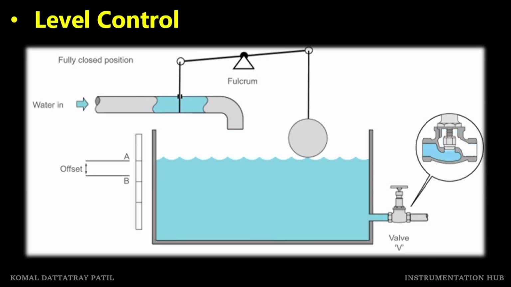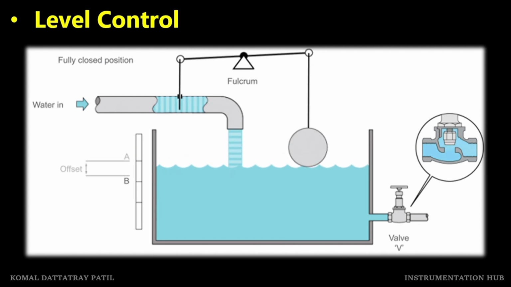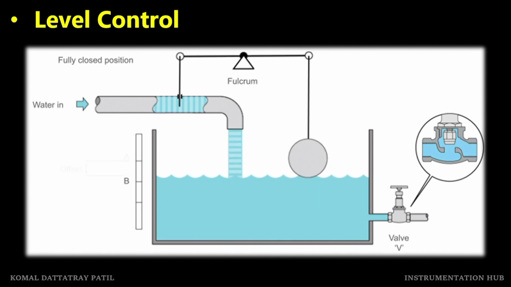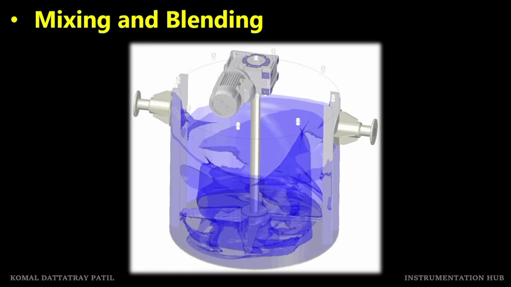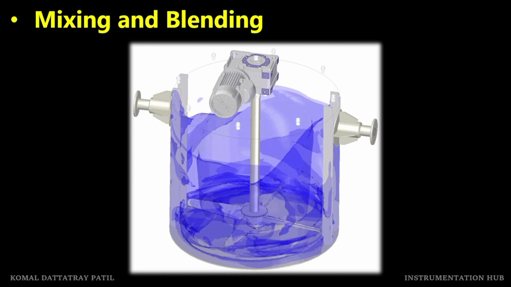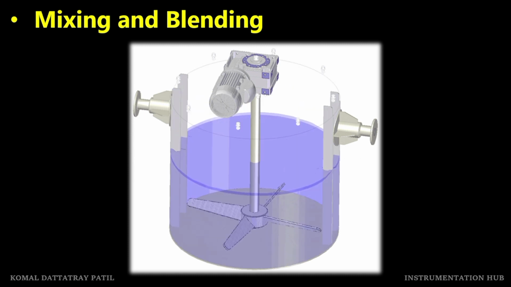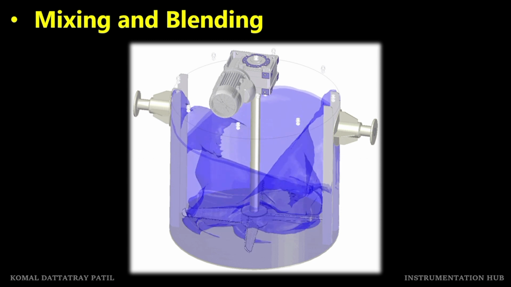The next purpose is level control. Control valves are used in tanks or vessels to control the liquid level. You can prevent overfilling or maintain a consistent level by adjusting the valve position. This is essential in industries like chemical processing and water treatment plants. Okay, so the next purpose is mixing and blending. Control valves are used to mix different fluids in a precise proportion to achieve a specific chemical composition or to blend raw material in various manufacturing processes.